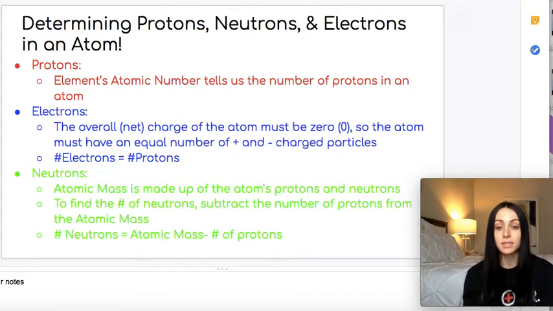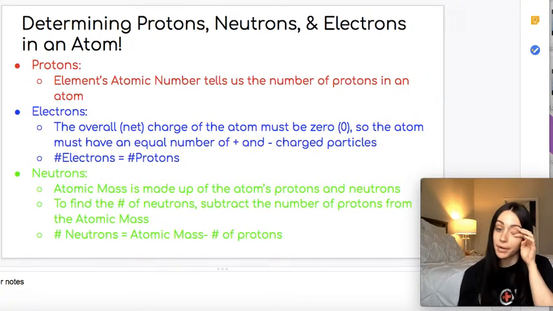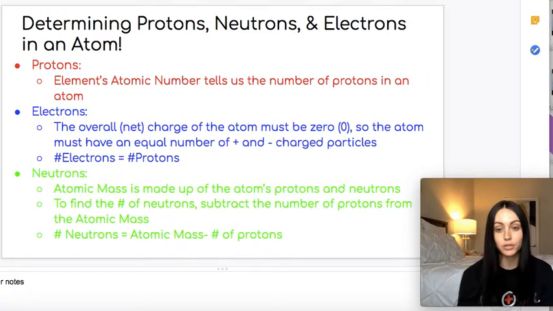Finally, in order to determine the number of neutrons in an atom, we need to take a look at the element's atomic mass. If we think back to our very first lesson on atoms, we remember that the only particles in the atom that contribute to the atom's mass are the proton and the neutron. We do not consider electrons as having enough mass to actually contribute to the overall mass. Therefore, the atom's mass is made up of the protons in the atom and the neutrons in the atom. In order to find the number of neutrons, we simply then need to take that atomic mass and subtract from it the number of protons. That will leave me with the number of neutrons in the atom.